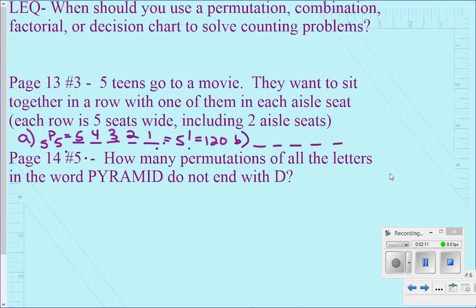The first blank is going to represent the number of choices for Chris. The number of choices for Chris is going to be 2 because there's 2 aisle seats. And then after Chris is seated, the rest don't matter. So there's 4 left, then 3 left, then 2 left, then 1 left. So that gives us 48. Hopefully now that helps this problem make a little more sense.